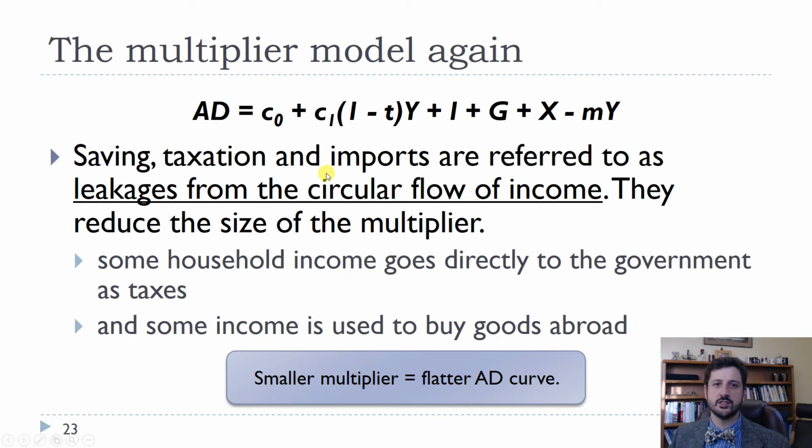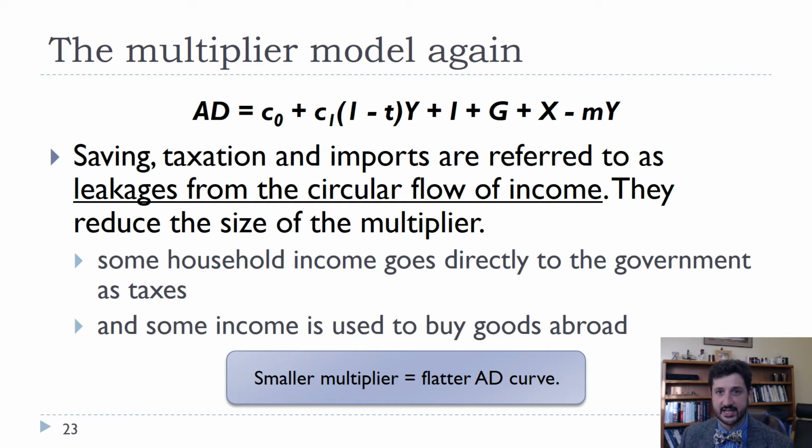So we can put this all together, okay? So now our aggregate demand is C0 plus C1 times (1 minus t) Y, that's our consumption, plus investment, which now will be a function of the interest rate, r, plus government spending, which is going to be exogenous, depends on what the politicians decide, plus exports, which are also exogenous, that depends on what's going on in other countries, minus m times Y, that's our imports.